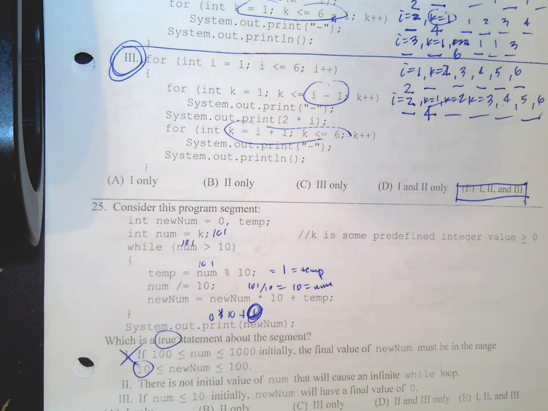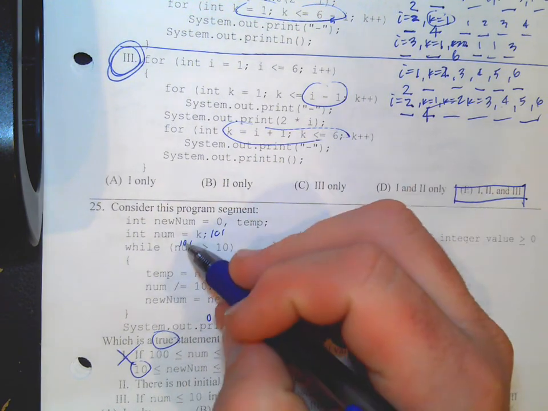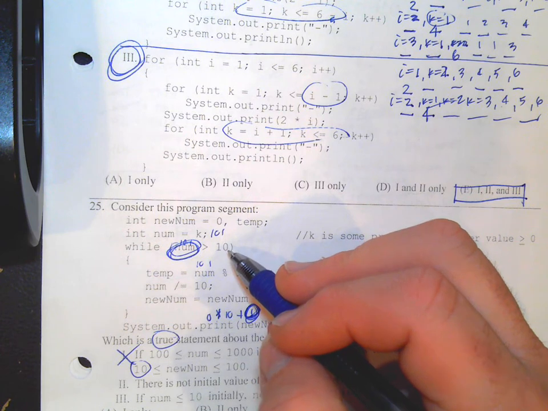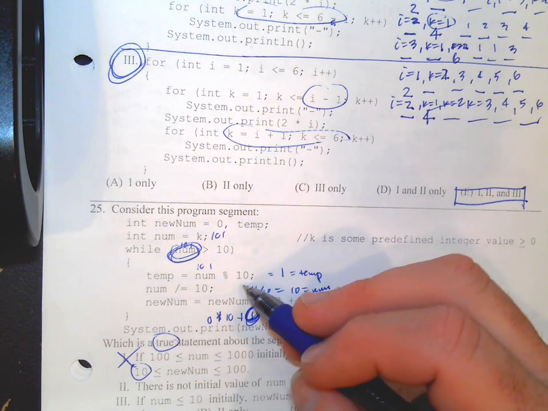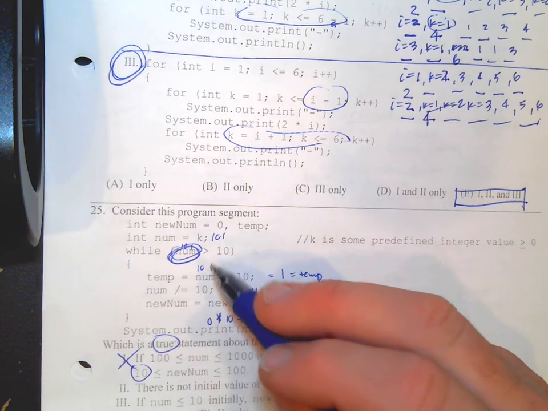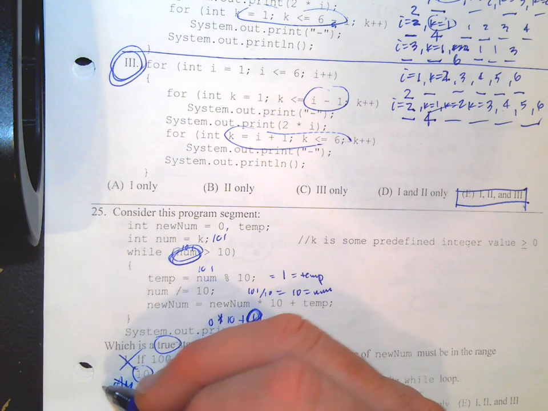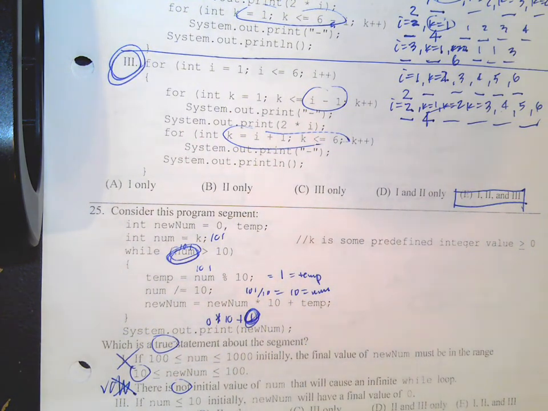Two says there's no initial value of num that will cause an infinite while loop. So an infinite while loop is where the loop will keep going, meaning num wouldn't eventually get less than or equal to 10. So if num starts at like 1,000, you keep dividing 10 out of it, it's going to get smaller, smaller, smaller. So I would say that one's false. Or I don't know. No, I'd say that one's true because there is no initial number that will cause it. I think they all work.